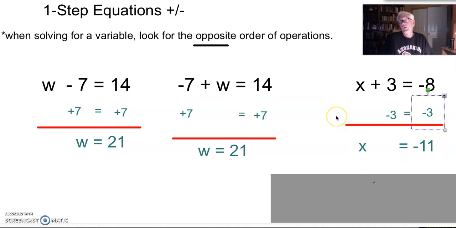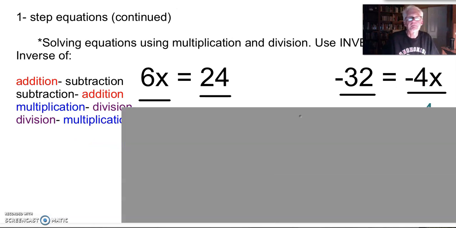So that's your one-step equations with adding and subtracting. They can get more complicated with negatives and things, but that's basically how you do that. When in doubt, just go back here to see those steps. The same general rule applies for multiplying and dividing.